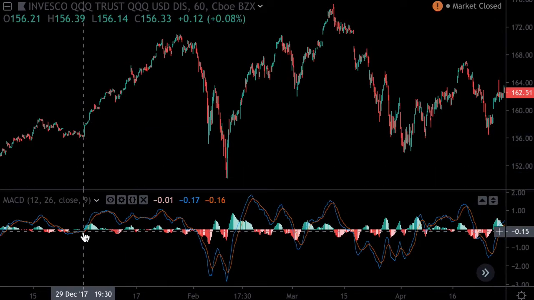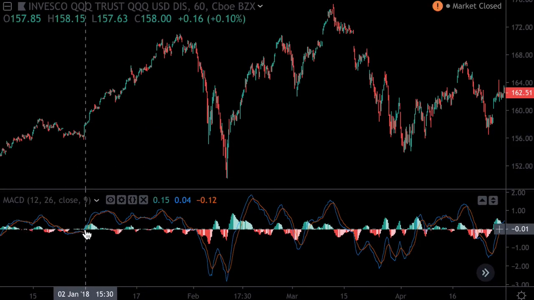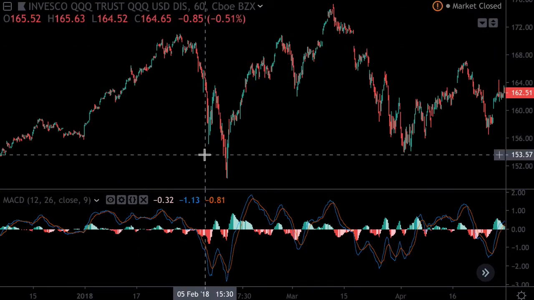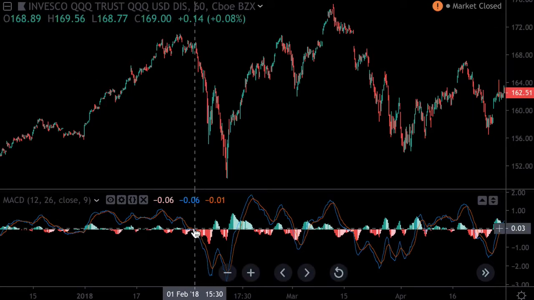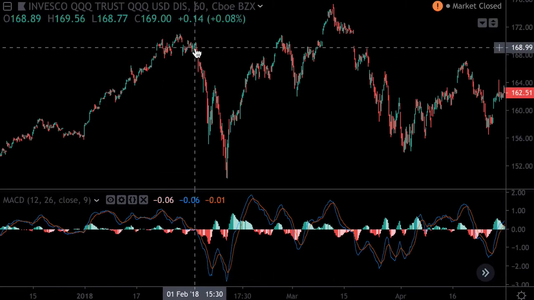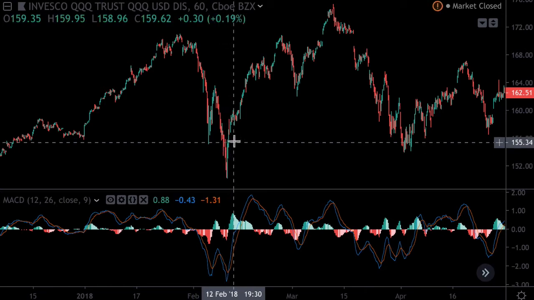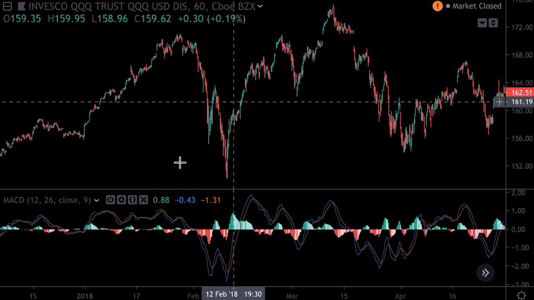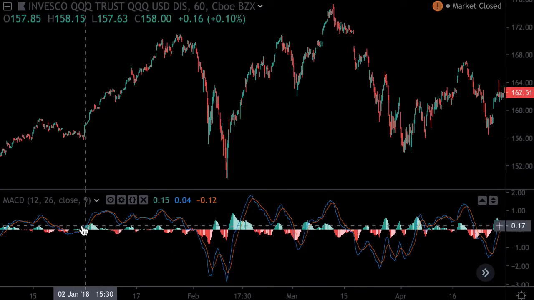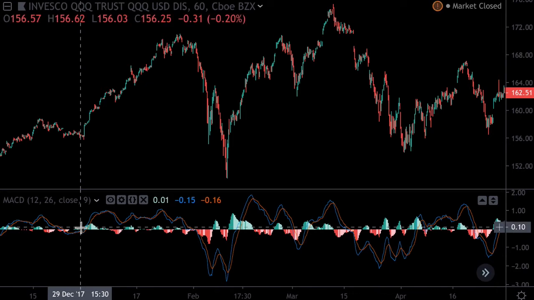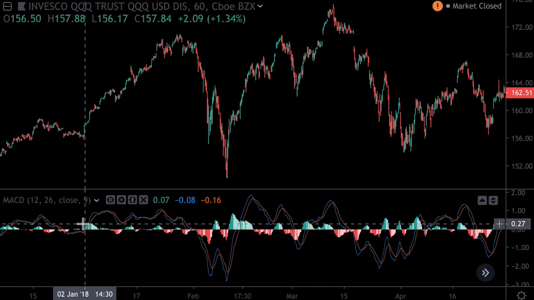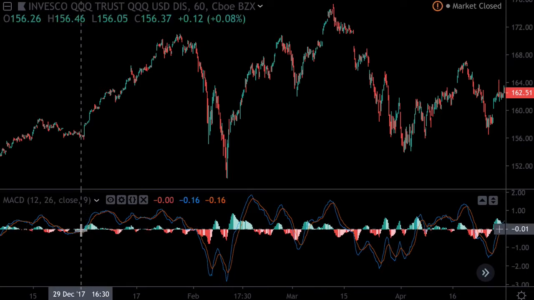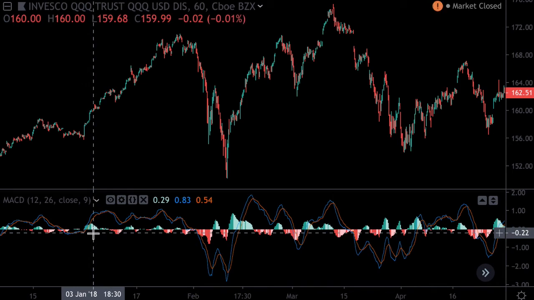And you can see that's actually quite a good predictor. You can see here we went above the zero line and the trend was extremely bullish. Right here, we crossed below the zero line and the trend was extremely bearish. And here we crossed above, bullish. If you just trade with these crosses at the zero line, you are already profitable, and you can solely trade on those and make profits. So that's the first strategy with the MACD.